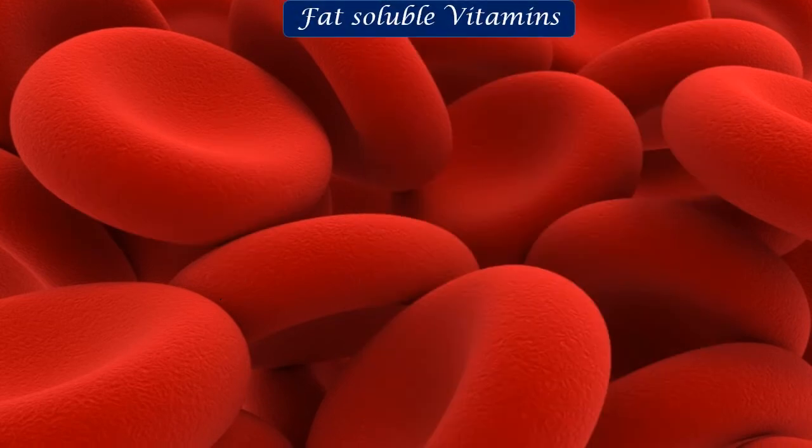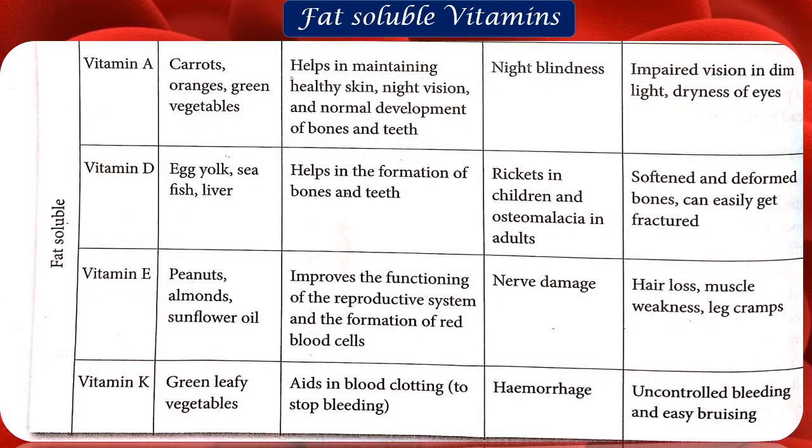See, look at this slide here. I have categorized the fat soluble vitamins separately: vitamin A, D, E, and K. The sources: carrots, orange, green vegetables are sources of vitamin A. And what are the functions? Helps in maintaining healthy skin, night vision, normal development of bones and teeth. The diseases caused are night blindness, impaired vision, dimness and dryness of eyes. These are the symptoms.